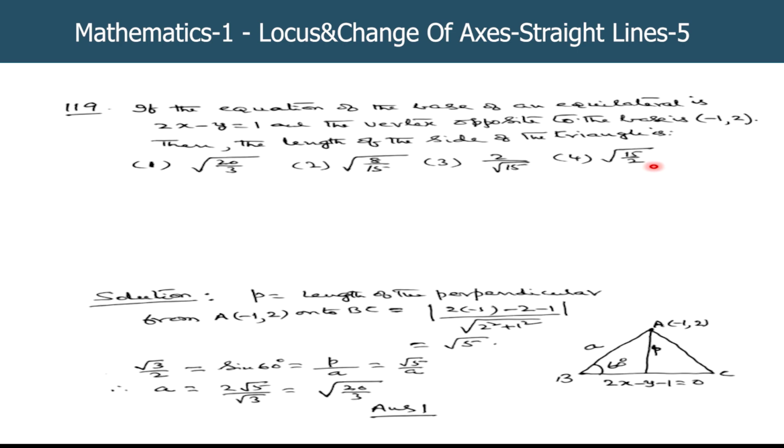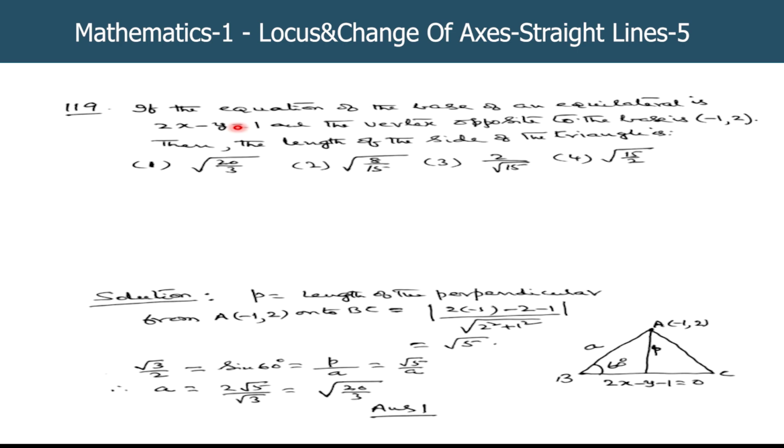And you know that suppose P is the length of the altitude drawn from A to the base. Now if you use the sin 60 formula, sin 60 is equal to P by A, and the distance of A from the base is simply root 5. So root 3 by 2, which is sin 60, is equal to P by A, nothing but root 5 by A. So therefore A is equal to 2 root 5 by root 3, which is square root of 20 by 3. So that means option number 1.